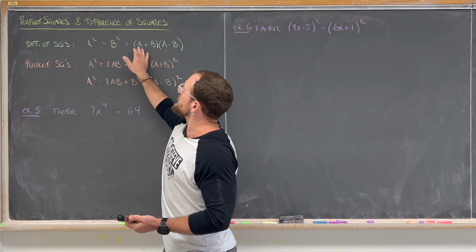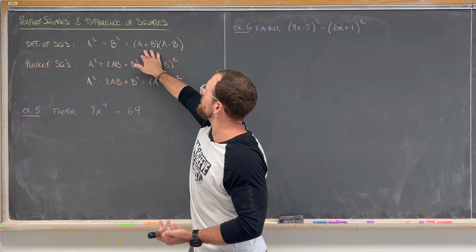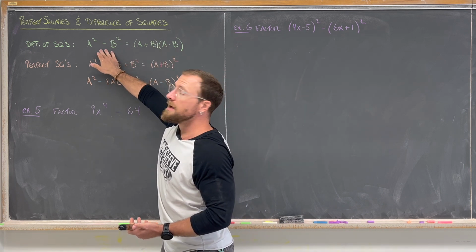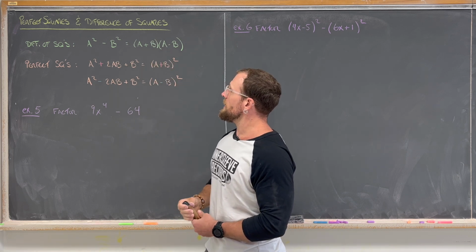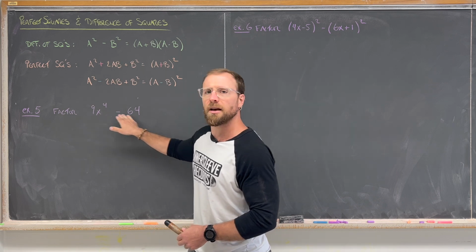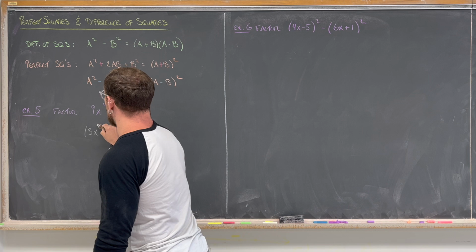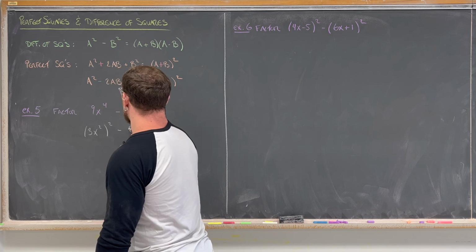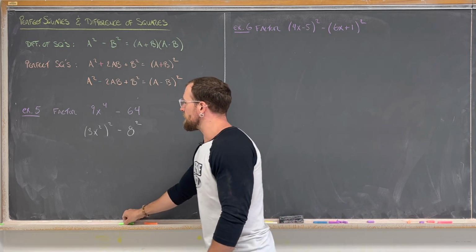Well, then it stands to reason that a squared minus b squared can be written as the product of a plus b times a minus b. That is to say that this difference of squares factors in this way. Okay? And let's just pause there for a second and work on this example, because this is a difference of squares. If you're not seeing it, this is 3x squared squared minus 8 squared. It's a difference of squares, and so it's going to follow that formula.